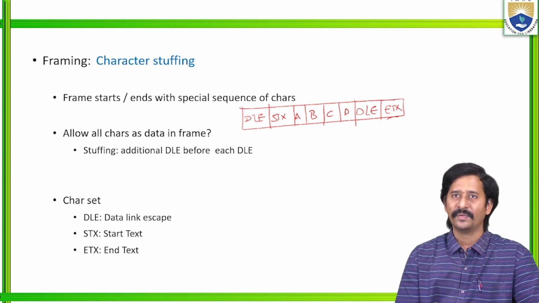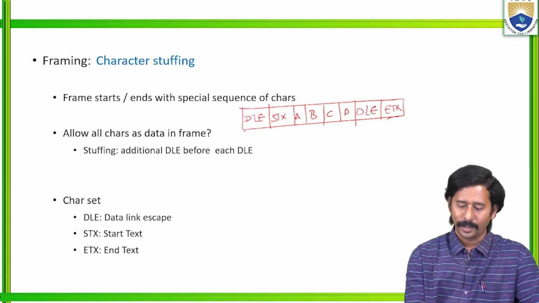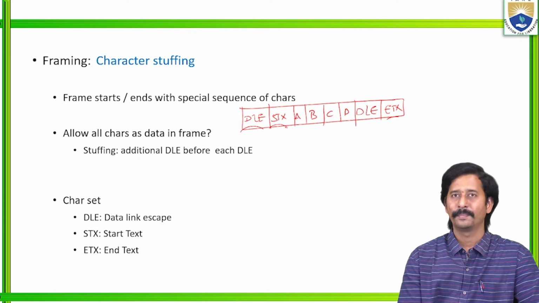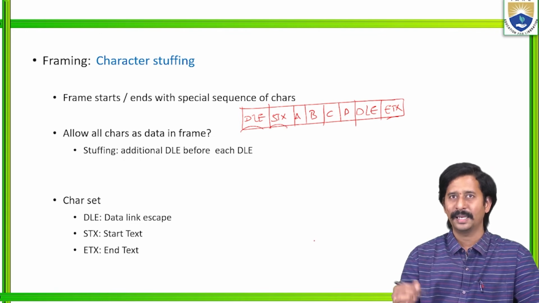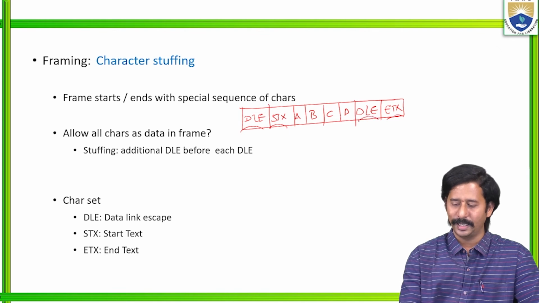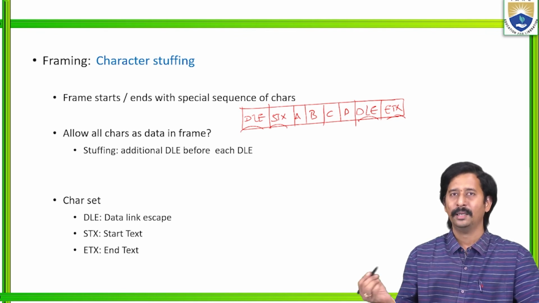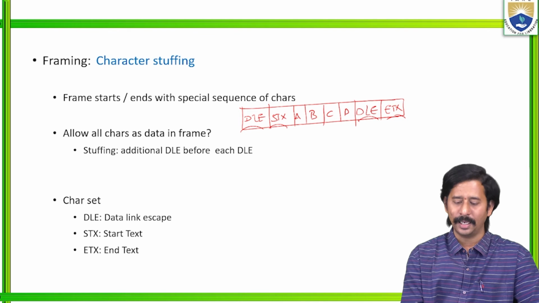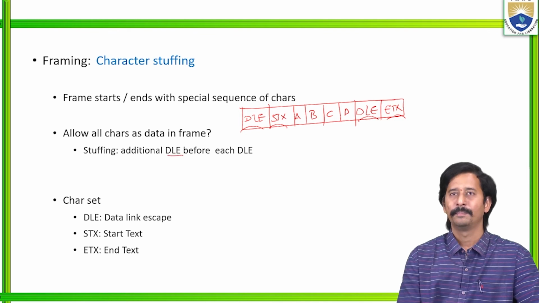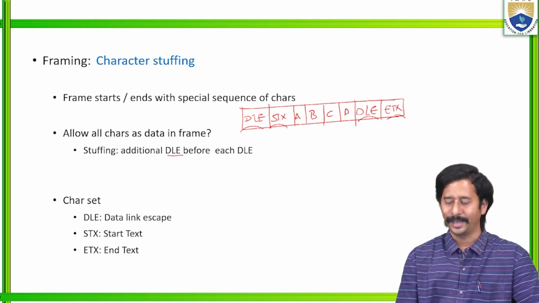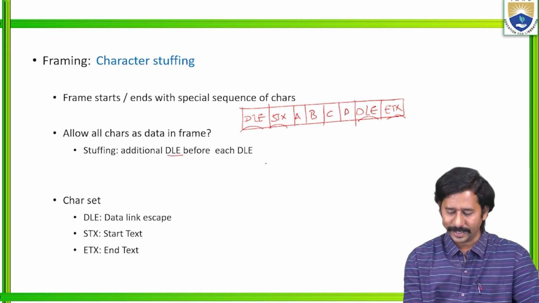Those special sequences of characters are DLE as well as STX. Similarly, the frame ends with the special sequence of characters DLE as well as ETX. This allows all characters as data in the frame. Here, in character stuffing, an additional DLE is added before each and every DLE. How? See here.